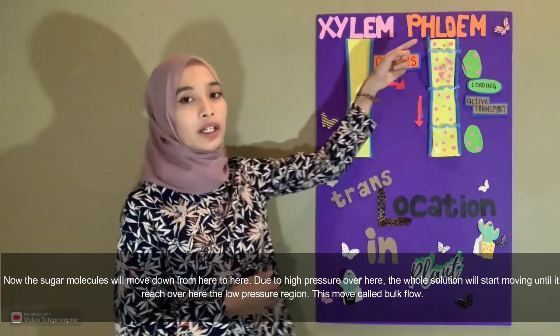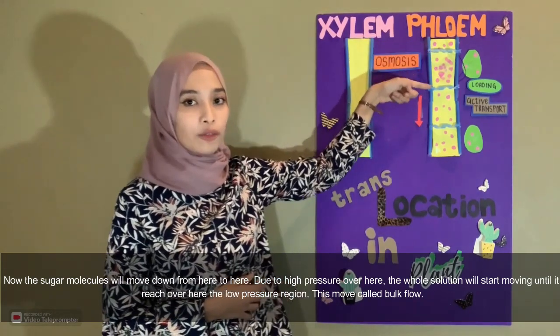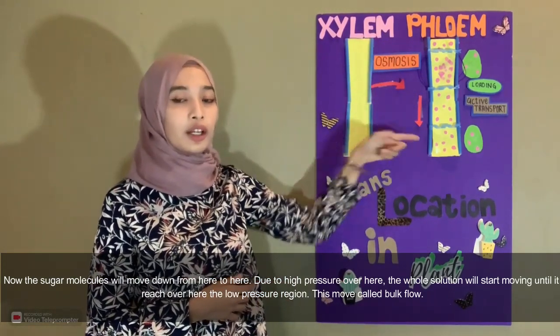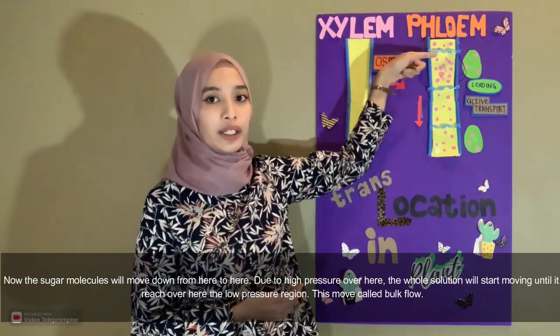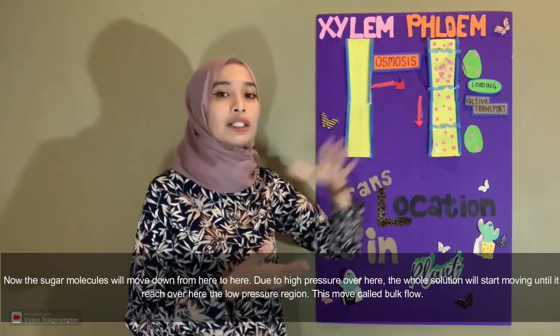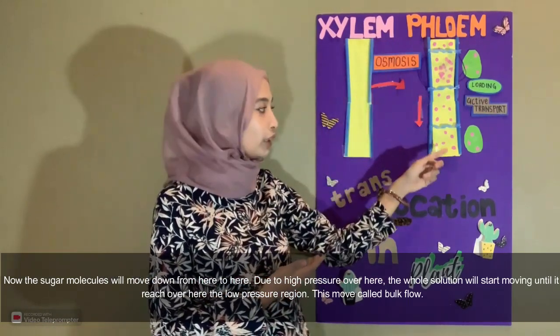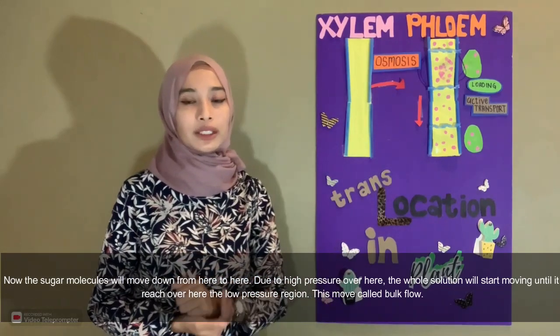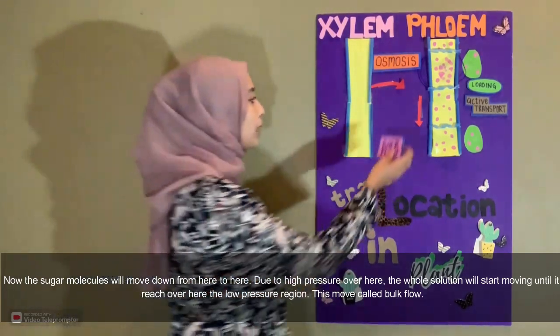Now, the sugar molecules will move down from here to here. Due to high pressure over here, the whole solution will start moving until it reaches over here, the low pressure region. This movement is called flow.